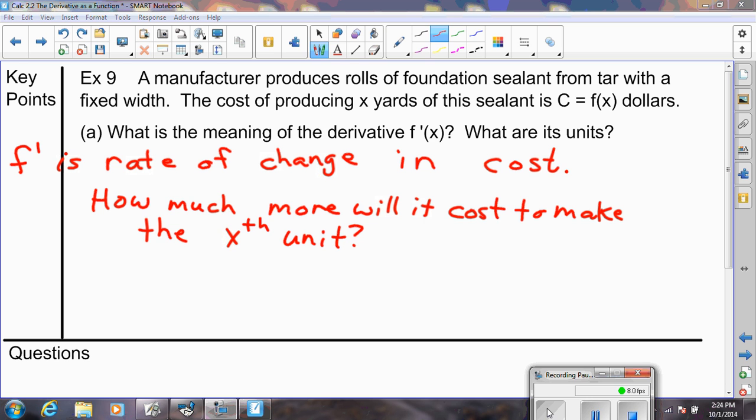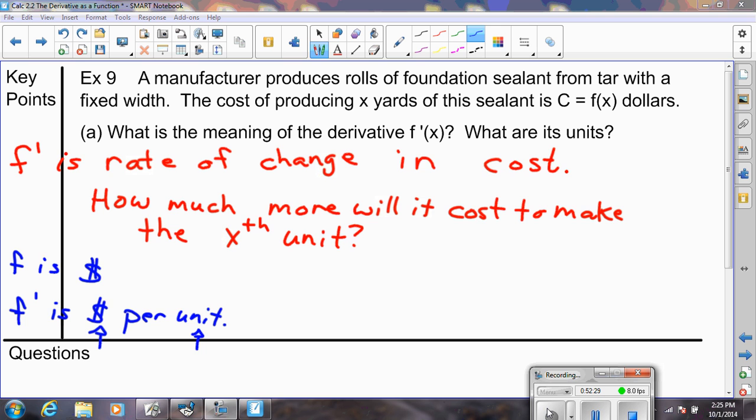To address the units for the cost function, f is measured in dollars. If you're going to have the derivative of it, it's dollars per something. Every time you take the derivative, you're going to add another per. This is dollars per unit. So it's saying how much more extra dollars is it going to cost per 1 unit.